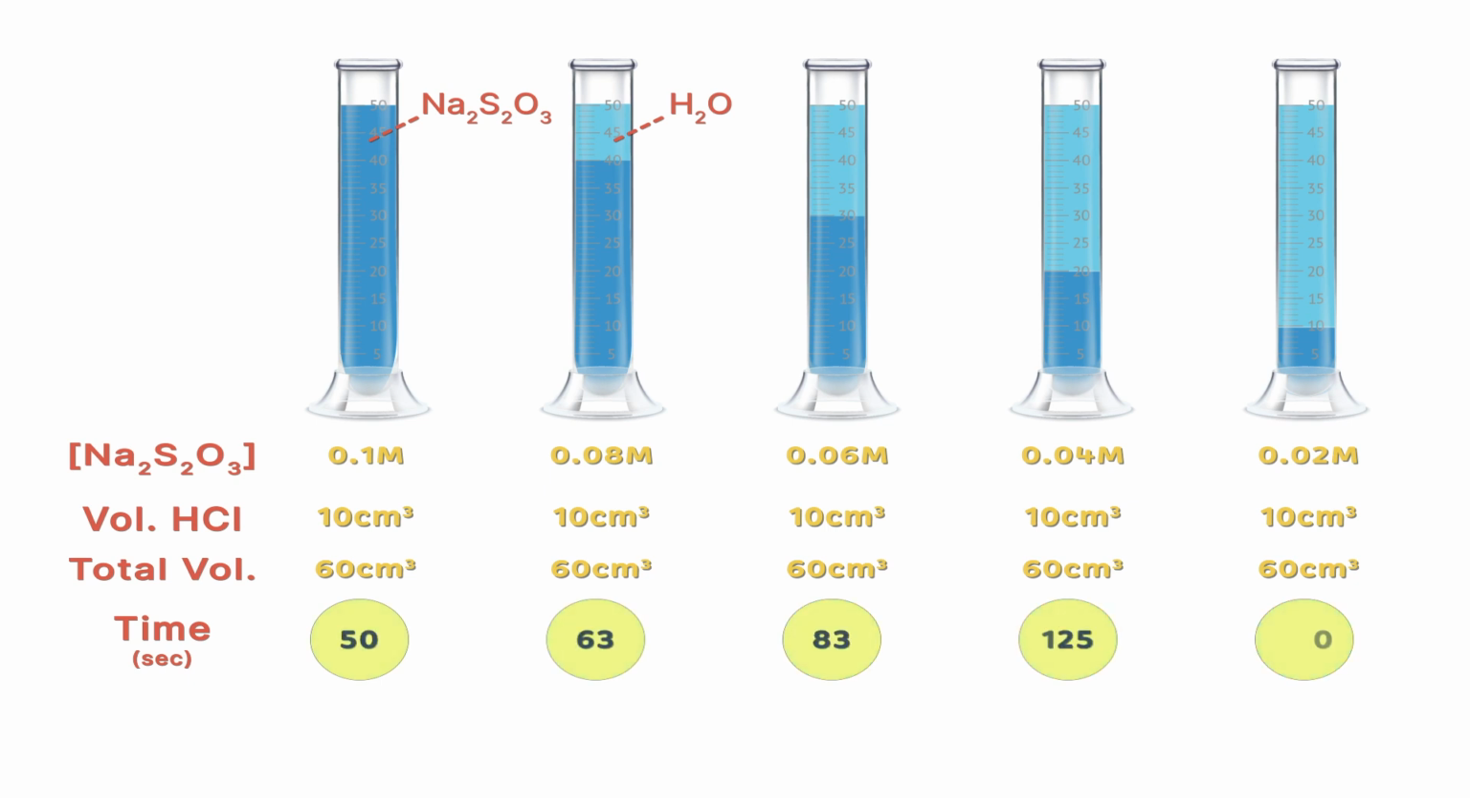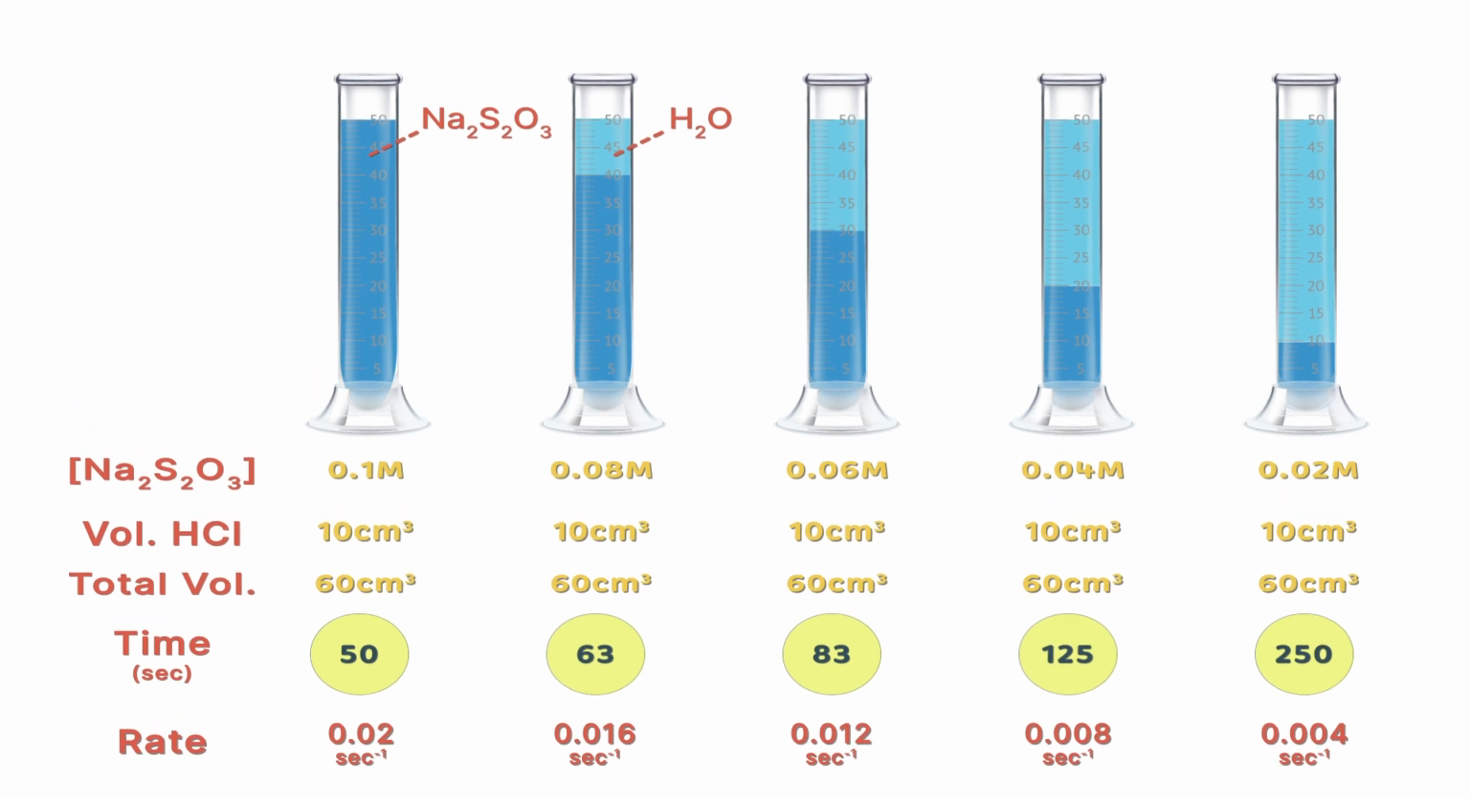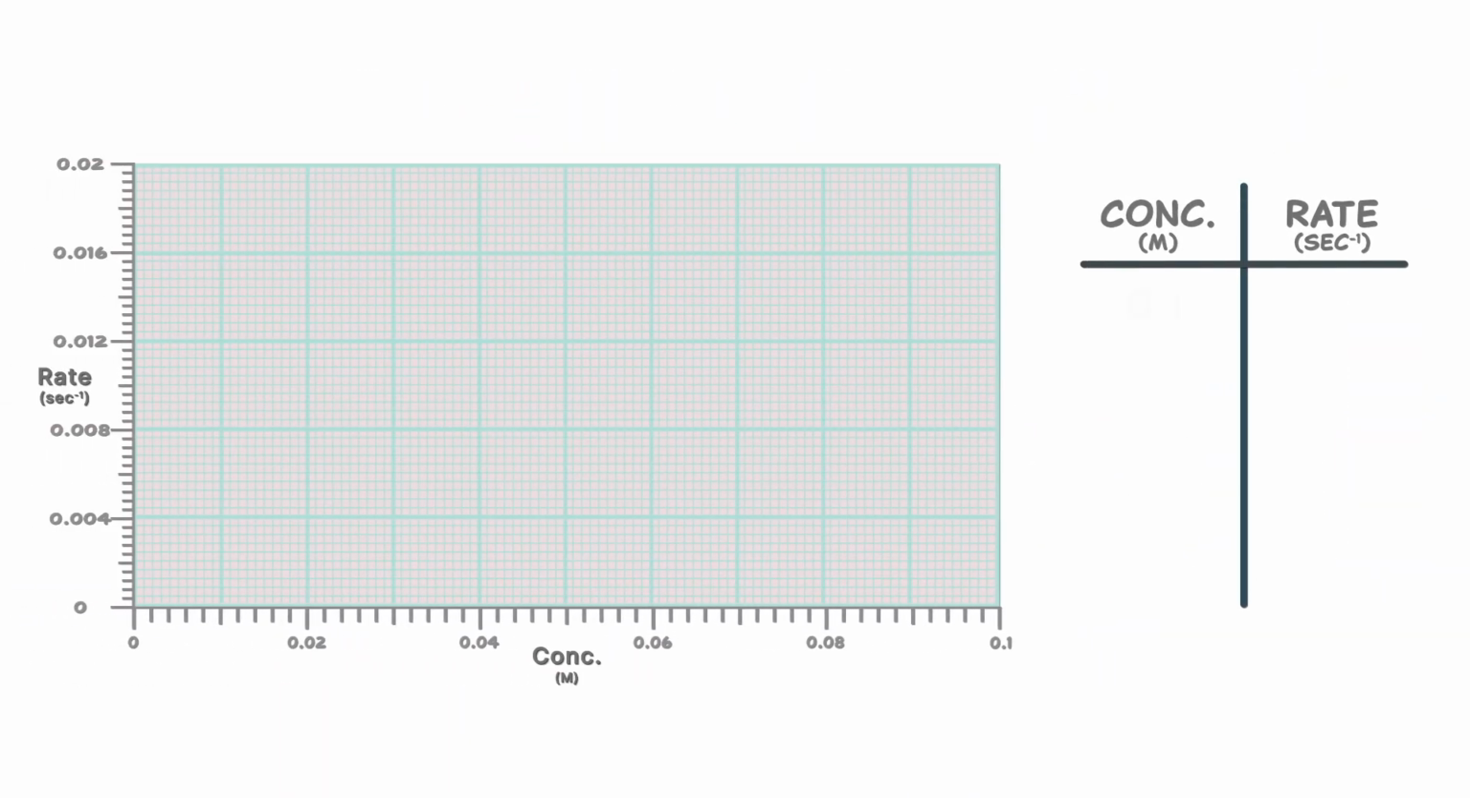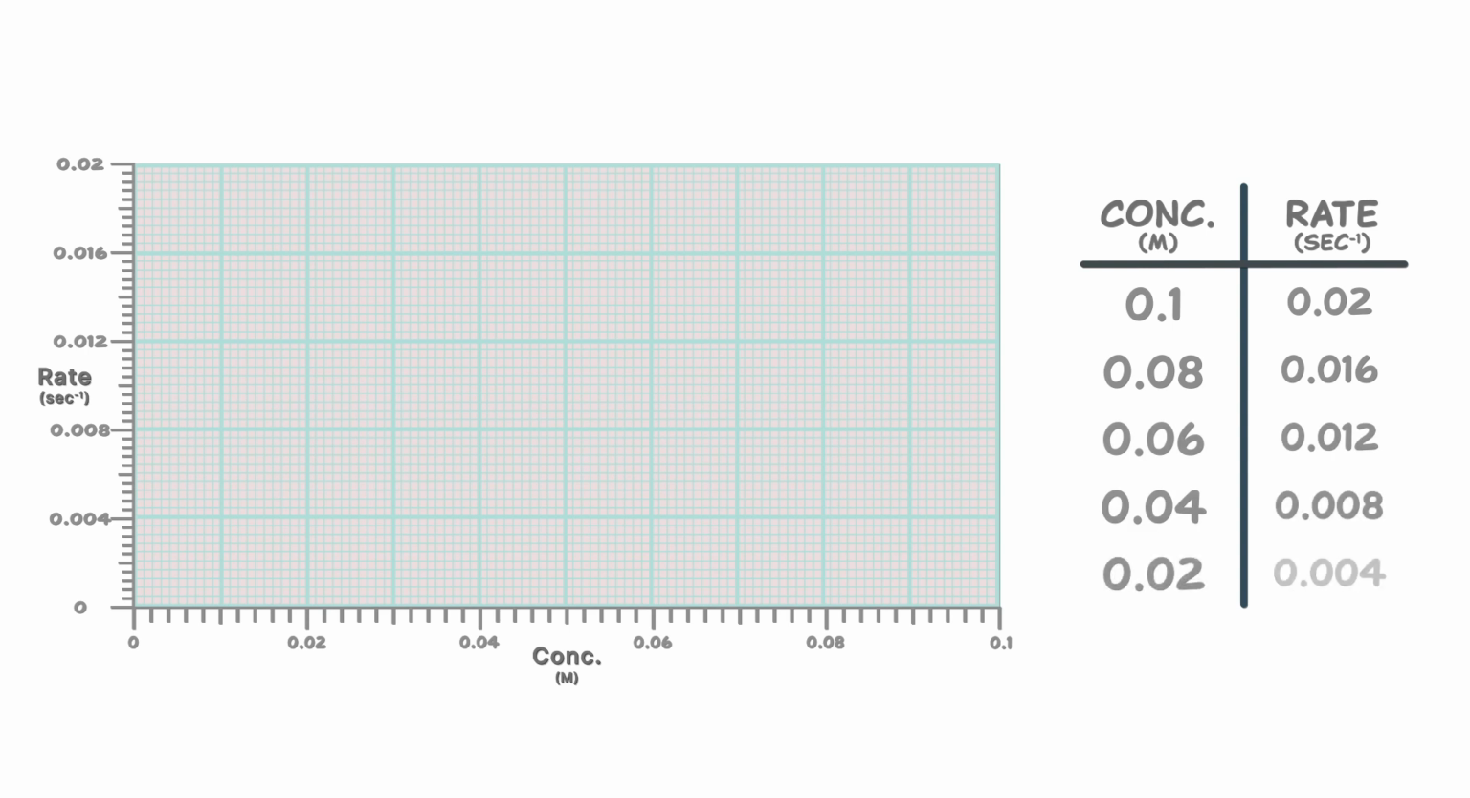You will see a trend immediately that the most concentrated solution is the first to obscure the cross, and the least concentrated solution takes the longest to obscure the cross. We can then find the rate for each concentration by getting the reciprocal of the time. Note again that the rate is measured in seconds to the -1. Lastly, we will graph these values with the concentration on the x-axis and the rate on the y-axis. Note that the variable we are changing, concentration, the independent variable, is on the x-axis, and what is changing as a result of this, the rate, the dependent variable, is on the y-axis.